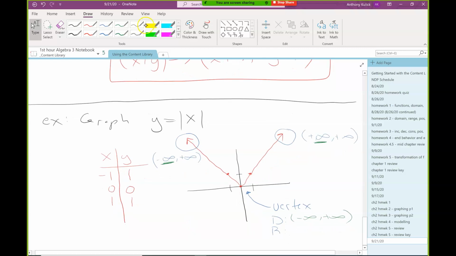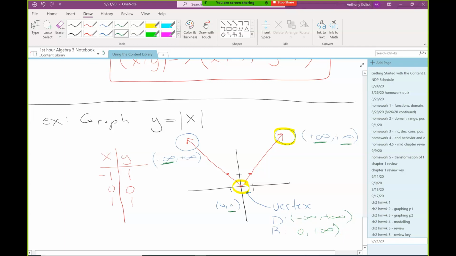Okay, now let's do the range. So the range, we're going to find the lowest point, which is here at 0, 0. And the highest point, well, there's really two of them. Either of these arrows is the highest point. And then we're going to go from y coordinate to y coordinate.